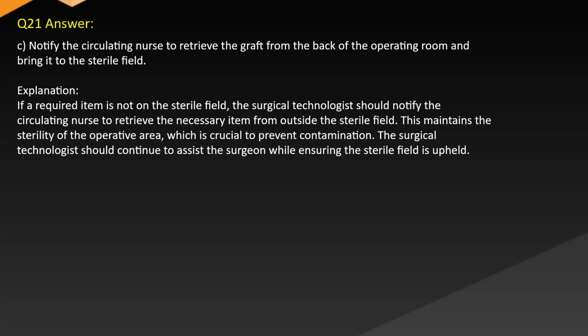Answer C. Notify the circulating nurse to retrieve the graft from the back of the operating room and bring it to the sterile field. Explanation. If a required item is not on the sterile field, the surgical technologist should notify the circulating nurse to retrieve the necessary item from outside the sterile field. This maintains the sterility of the operative area, which is crucial to prevent contamination. The surgical technologist should continue to assist the surgeon while ensuring the sterile field is upheld.